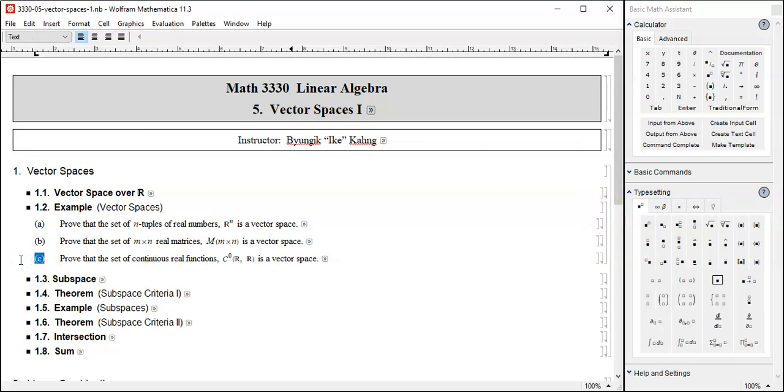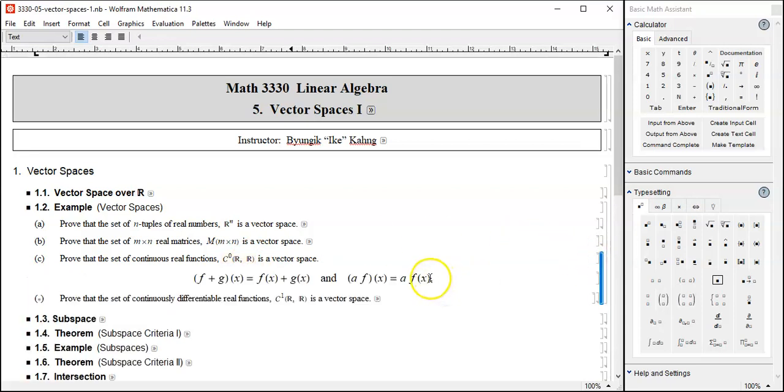Prove the set of all continuous real functions C0(R, R) is also a vector space. So here, each vector is a function. And what kind of vector addition and scalar multiplication do you have? As a matter of fact, we have been doing the same thing since college algebra days. Adding two functions, add up function values; multiply by a constant, well, multiply that to each function value.